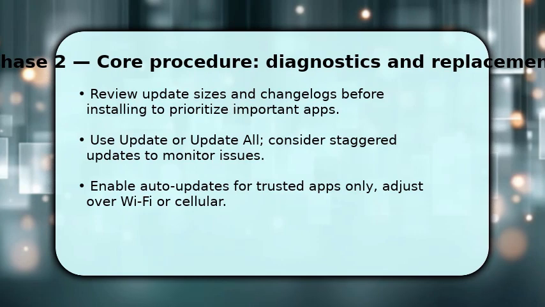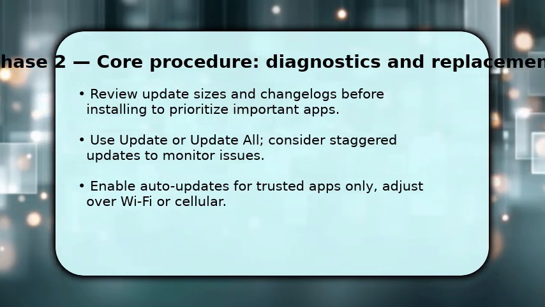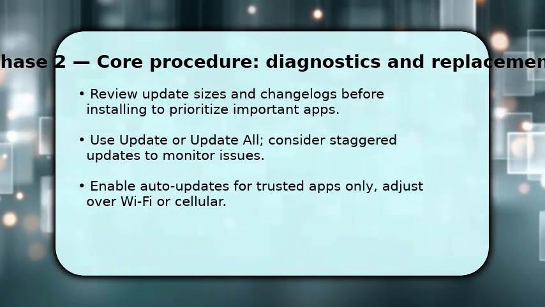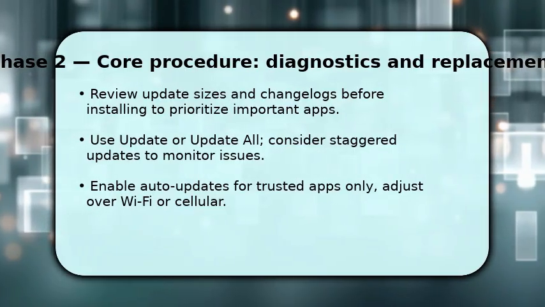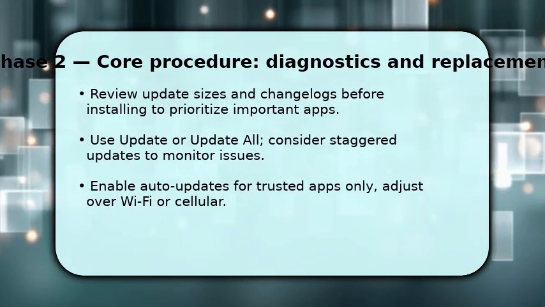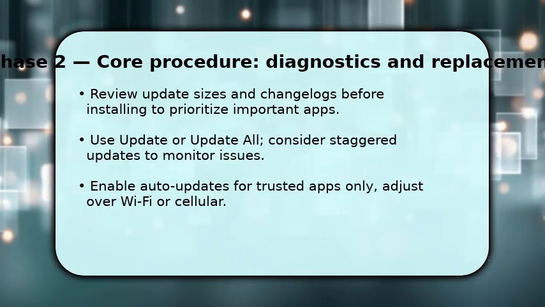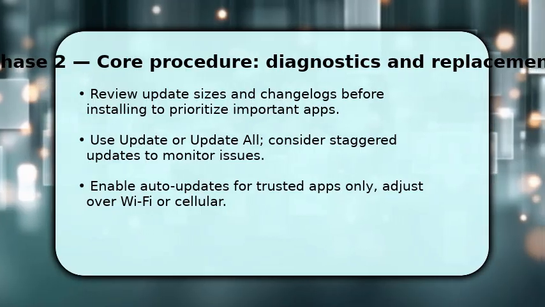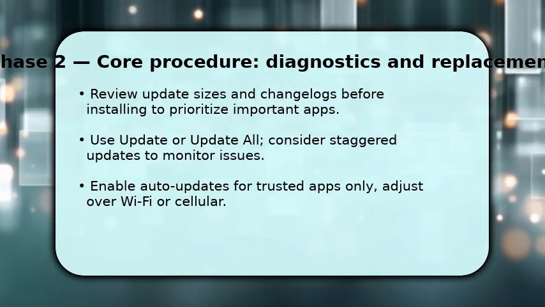Once you've started, decide whether to update one app or many. If an update looks large, read the changelog to understand why security fixes often matter most. Tap Update on individual apps to stagger installations, which helps spot problematic updates quickly.